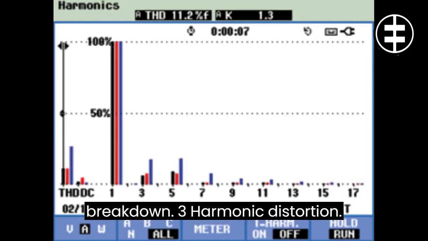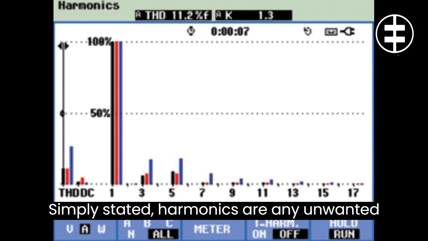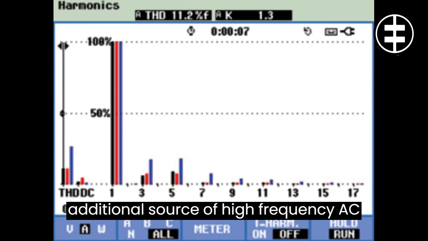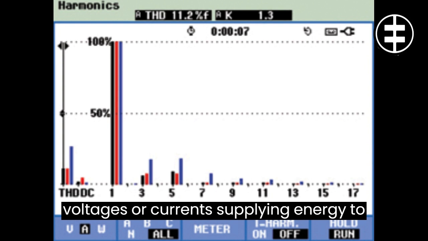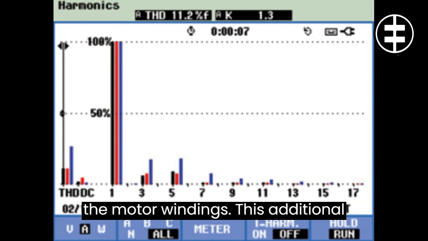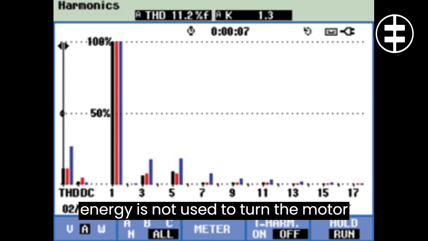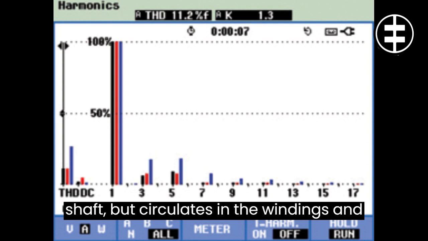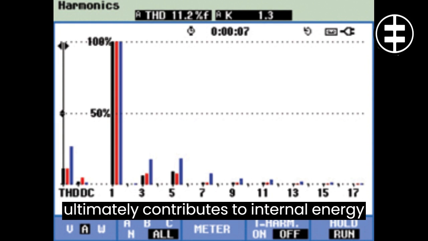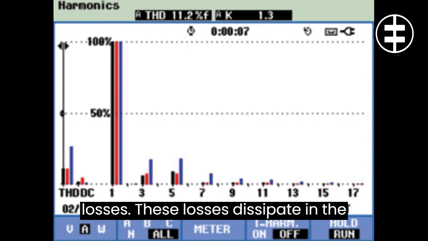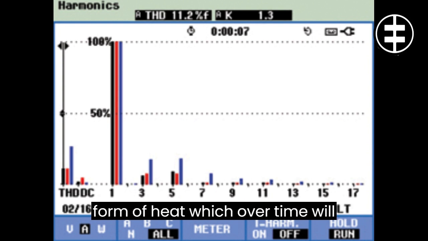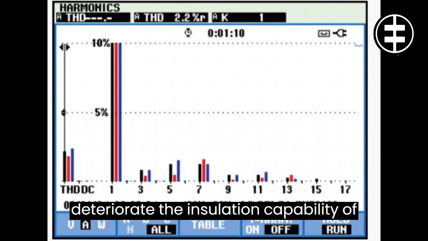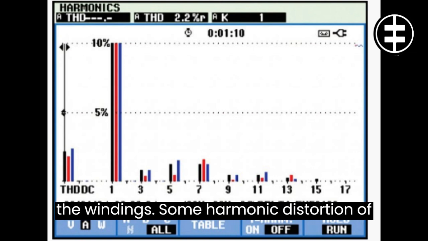3. Harmonic distortion. Simply stated, harmonics are any unwanted additional source of high-frequency AC voltages or currents supplying energy to the motor windings. This additional energy is not used to turn the motor shaft but circulates in the windings and ultimately contributes to internal energy losses. These losses dissipate in the form of heat, which over time will deteriorate the insulation capability of the windings.